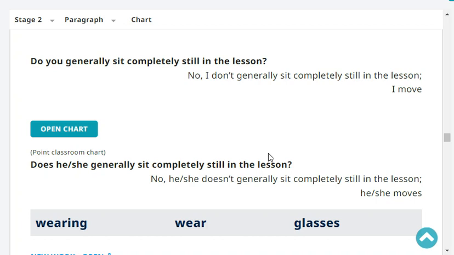Does she generally sit completely still in the lesson?